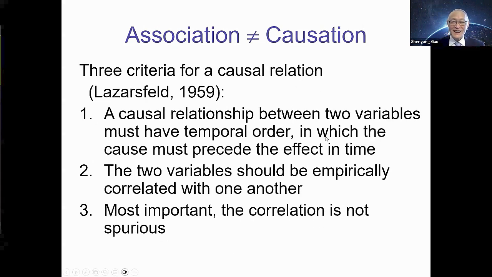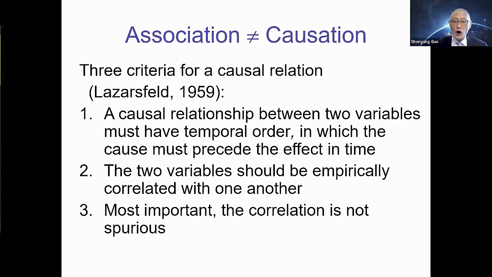We all know this: association is not the same as causation. This comes from the famous three criteria from Lazarsfeld in 1959. There are three criteria for a causal relation. If you say A causes B, these two variables must follow a temporal order. The cause must exist first. Okay, you have a temporal order. And then the two variables must be empirically correlated.